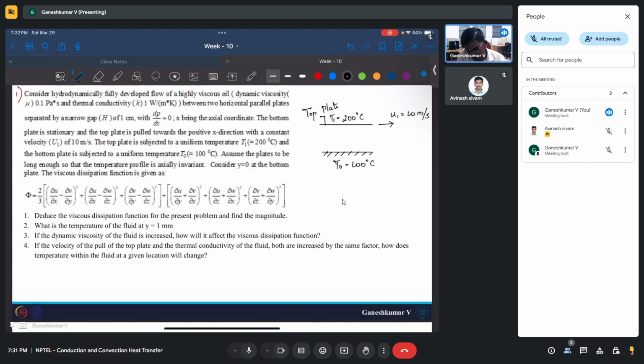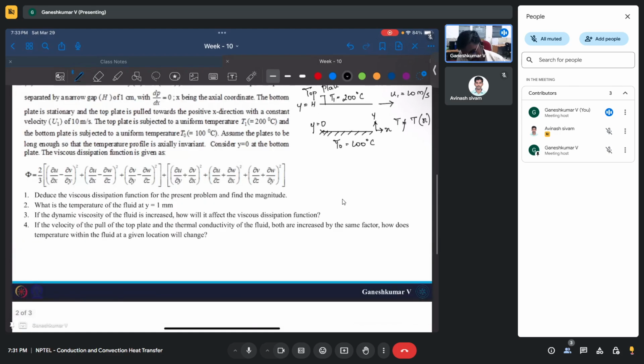Now assume the plates to be long enough so that the temperature profile is invariant, which means the temperature profile is not a function of x. For example, let's say this is x and this is y. Invariant means it is not a function of x. And now consider y equal to 0 at the bottom of the plate. So this is the plate, this is y equal to 0, and here y equal to h.